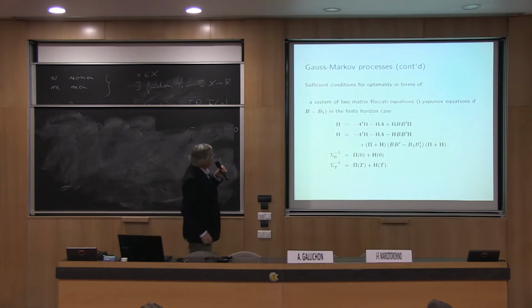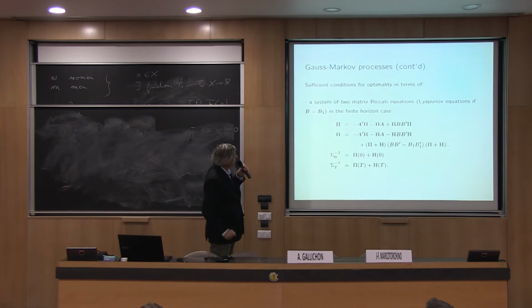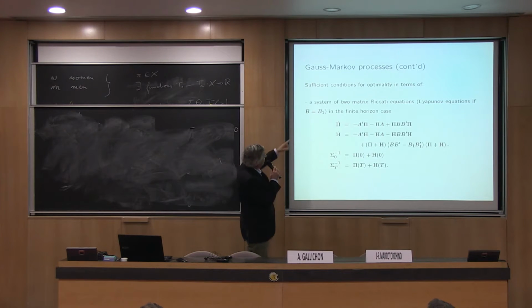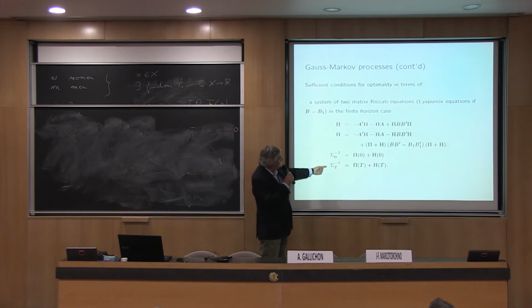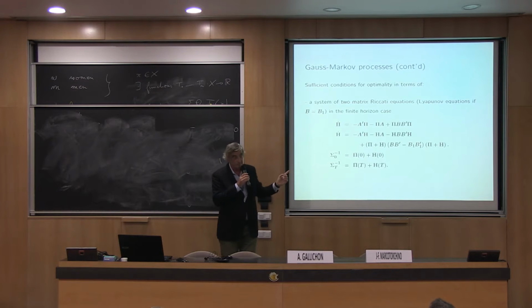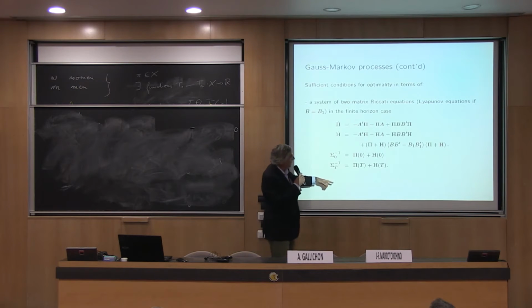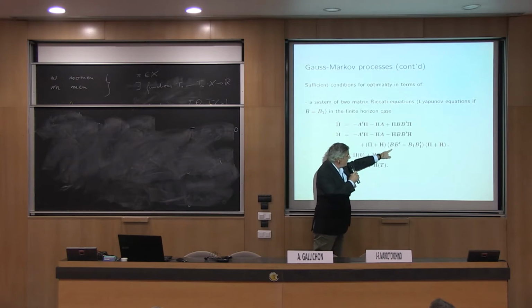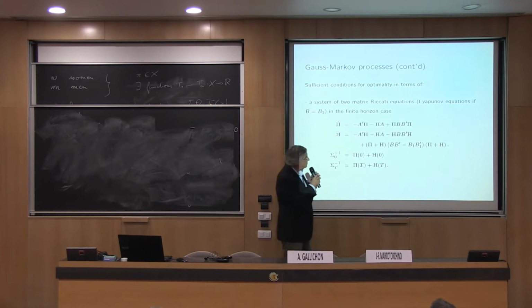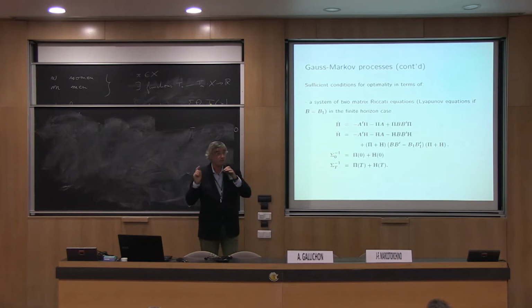So what do we have? Well, we got some sufficient conditions. The sufficient conditions for the finite horizon case are in terms of two matrix Riccati equations. You see we have the nonlinear coupling at the boundary, which is typical of the Schrödinger system. But then we have also dynamical coupling if the two channels of the noise and the control are different.